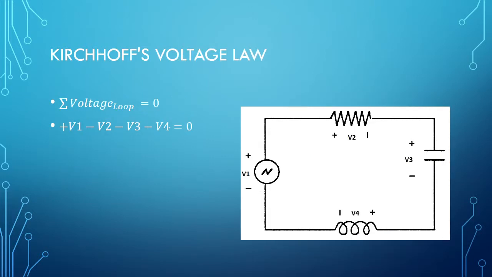Kirchhoff's voltage law states that the sum of the voltage around a closed loop is equal to zero. The sign convention across each circuit component tells us if the component adds voltage or subtracts voltage from the loop. Say V1 is 30 volts, and V2, V3, and V4 are 10 volts apiece. We would start around the circuit at V1, 30 volts, subtract V2, leaving us with 20 volts, subtract V3, leaving us with 10 volts, and finally subtract V4, leaving us with 0 volts when we come back to V1.